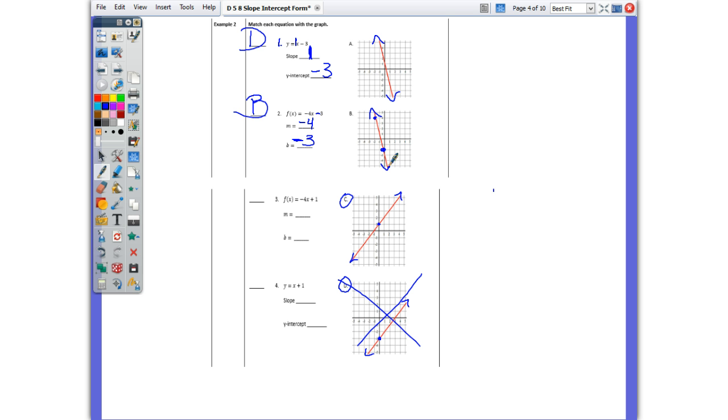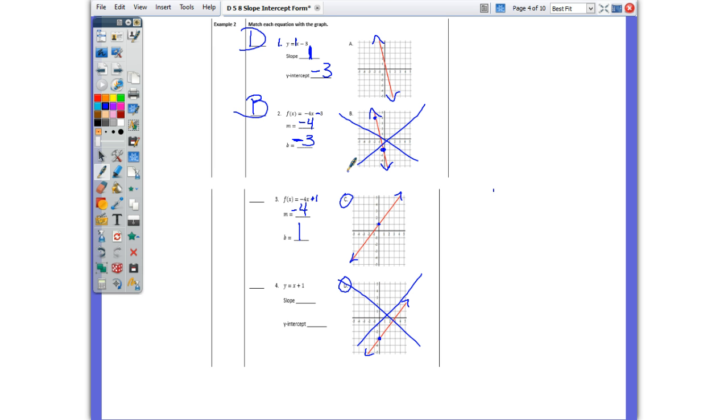What is my slope? My slope is what? Not 4. -4. What is my y-intercept? 1. All right, so now, because we use B, now this one is out. Now it's either A or C.